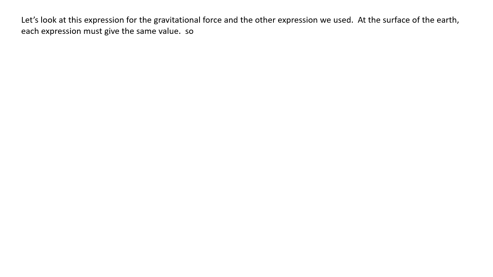So let's look at this expression for the gravitational force and the other expression we used. At the surface of the Earth, each expression must give the same values. So mg, the expression we've used before, must equal G, but now we have to put in the two different masses. One of the masses involved is the mass of the Earth. The other mass is the mass of the object we're concerned with. Well, what's the distance now? The distance isn't zero, because we have to talk about the distance between where the object is located and the center of the Earth. That would equal the radius of the Earth. So I replace one of the m's with m sub e and the r with r sub e squared.